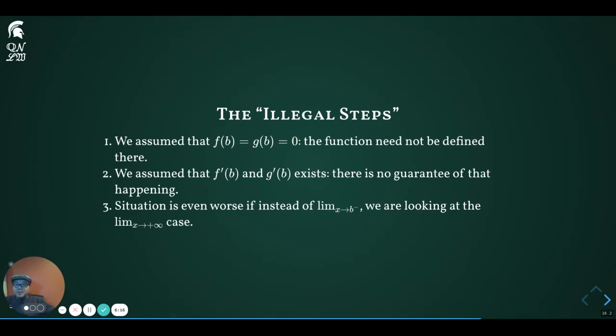Even accepting that f has a limit at infinity, trying to form the difference quotient f of x minus f of infinity divided by x minus infinity just doesn't make sense. Our goal is to reformulate the illegal, quote-unquote, proof that we just wrote down in a way that every step is replaced by something justifiable.